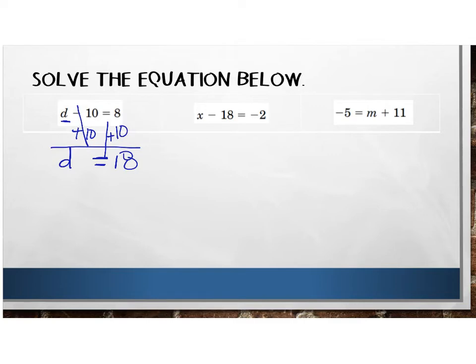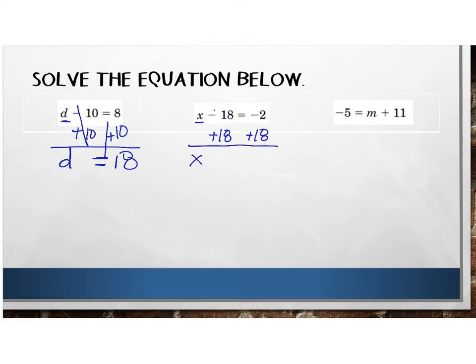In this next example, pretty similar to the first, I have an x and I'm taking away 18, so x and I have 18 negatives there. It's equal to negative 2. Again, I want to isolate my variable. Since I have negative 18 there, I'm going to add 18 positives. If I do it to one side, I have to do it to the other.